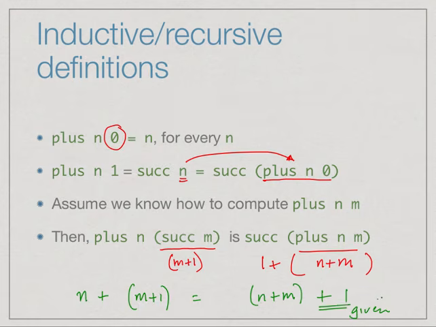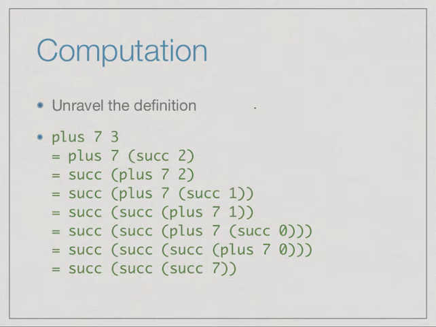Okay. So this is the basis of inductive or recursive definitions, that you take a base case whose value is obvious, and for larger values you describe it in terms of operations that you know how to do, plus the operation you're trying to define on smaller values, which is inductively known to be true. So how does computation work? Well, it just unravels the definition.